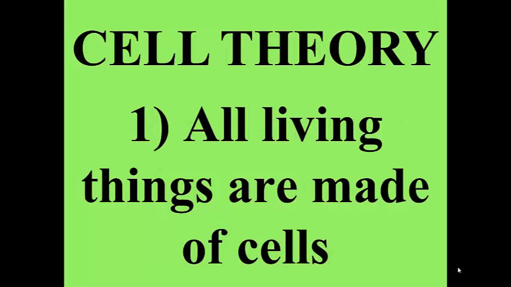Okay, so the cell theory is made up of 3 parts. The first part is all living things are made of cells, 1 or more cells. So we discovered this in the characteristics of life video, where we looked at all the characteristics and the things that would make something living. Cells have to be a part of living things.